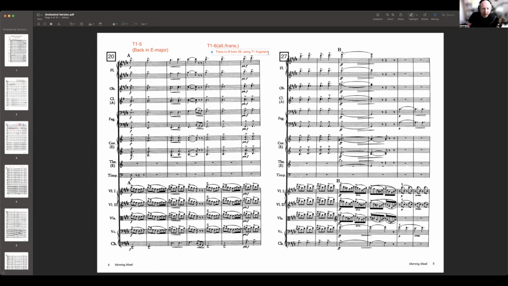Hopefully that'll be enough to remind me when we come back and look at this and try and compile our analysis into something useful. Tends to be from 26 using T1 fragment. And obviously, as we can see here, it's like a sequential rising idea. So we have this quaver idea, step up, keeping it within the sort of diatonic scale of E major.